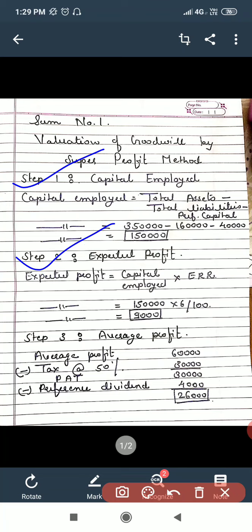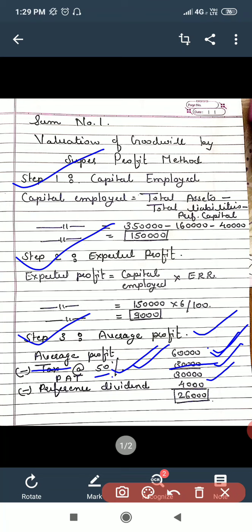Now let us start with step number 3, that is the average profit. The average profit we have been given ready-made in our problem, that is rupees 60,000. Apart from that, we have been told that provision for taxation is to be made at 50%. It means paying tax is our moral responsibility, and that is why from the profit which we have earned, 50% for the provision for taxes we have to deduct from here. So 60,000 minus 30,000. Whatever is left with you is the profit after tax.